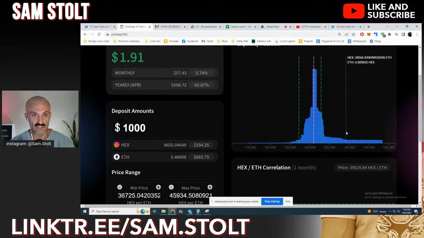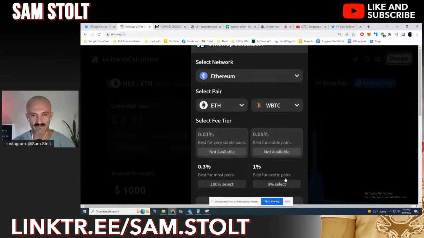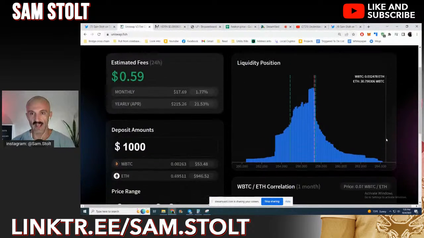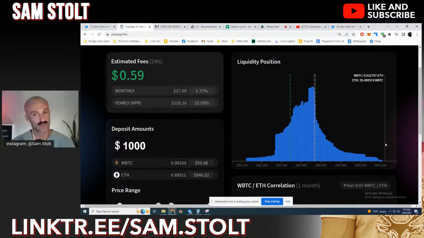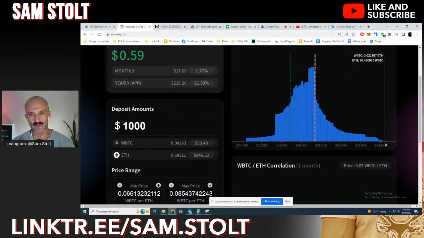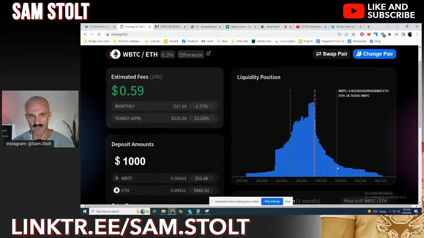Like, let's check another pair, right? I'm not planning on doing this, but let's see what other ones look like. Let's see what Wrapped BTC, right? That's a pretty efficient pair. There's a lot of volume. Let's see what theirs looks like. I think I've looked at this. Ah, look at that. So it does look different, right? It definitely does look different, but it's still, there's some on either side. It looks like there's more Ethereum right here.